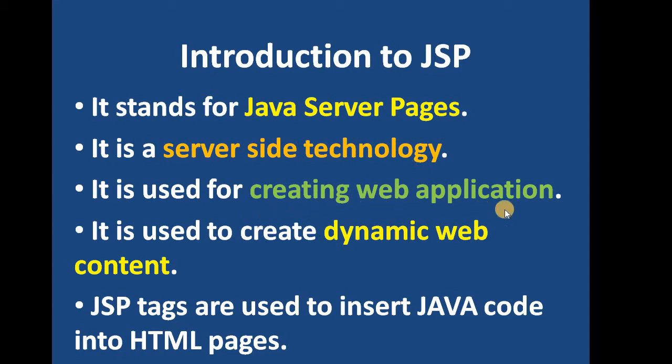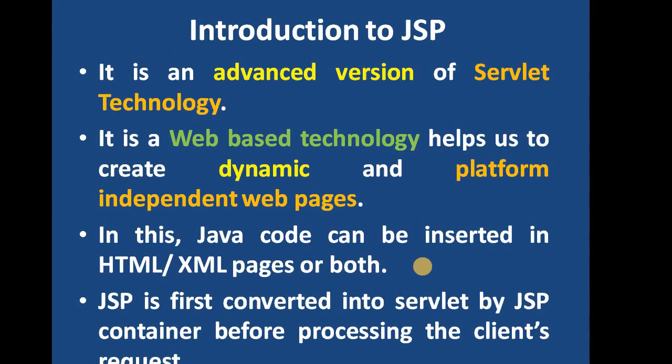It is used to create web applications. It's a web technology. It is used to create dynamic web content that is interacting with the databases of the applications. JSP tags are used to insert Java code into HTML pages. Basically, this is Java code that is inserted into HTML, and such pages are known as JSP, Java Server Pages. JSP is the advanced version of Servlet technology. If you have heard about the Servlet technology, that is the core Java code residing on the server side. So it's the advanced version of the Servlet technology. And finally, the Java server pages are converted to servlets.